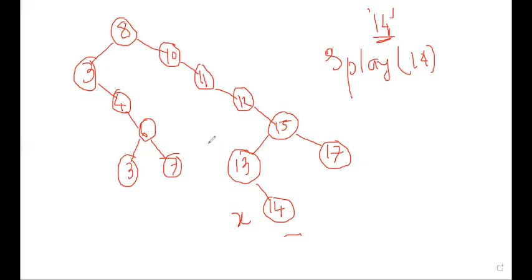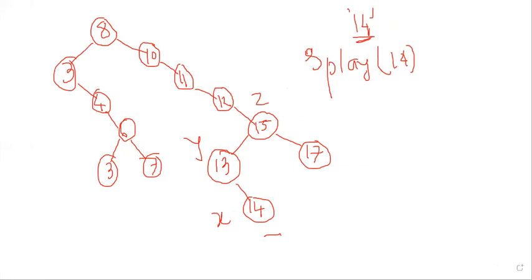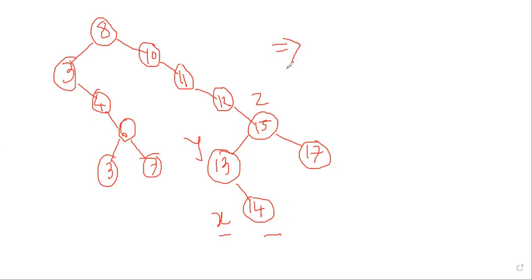This is X, this is Y, and this is Z. Yes, tell me what the solution for this is. 14 is the element, X is the element possessed. So this element should be at the root node. You have to apply one of these 6 rotations. So zig-zag can be performed, sir.